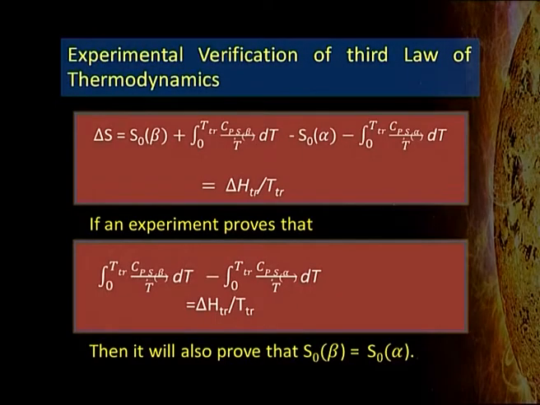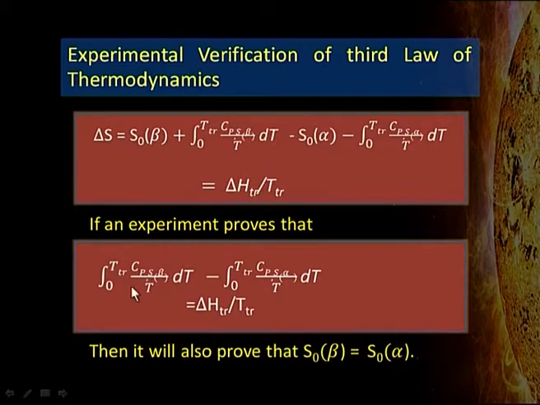Now, delta S will be equal to S0 of beta plus the integral of Cp beta divided by T dT within the limits 0 and T, minus S0 alpha minus the integral of Cp alpha divided by T dT within the limits 0 and T Tr. This is equal to delta H Tr divided by T Tr.